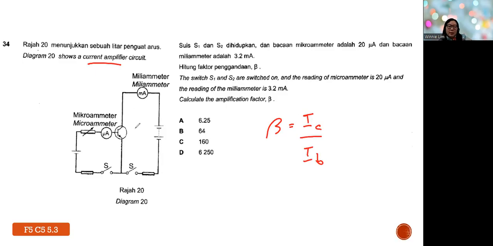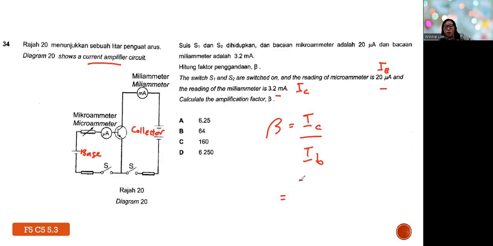Collector current is over here. This is a collector circuit. This is a base circuit. So therefore, you identify the base is the micro one. So this is actually called IB. Then this is actually called IC. So again, you will look at this. They come along with the prefix. Prefix is actually a value. So when you sub into the equation, you have to change it.